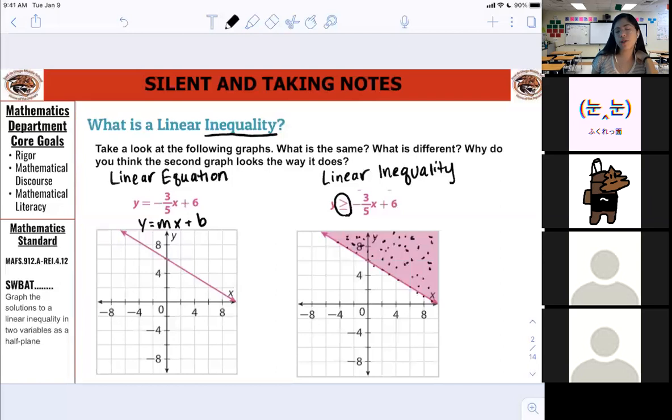Now, one last question. How do I know that it's going to be shading above and not below? What do you guys think? Because it's greater than? Because it's greater than, exactly. This is a greater than sign. And so that tells us to go above. And we'll talk about this in the next slide. But basically, the symbol that you have in front of you will tell you whether you're going to shade above or below, and it's also going to tell you one more thing.